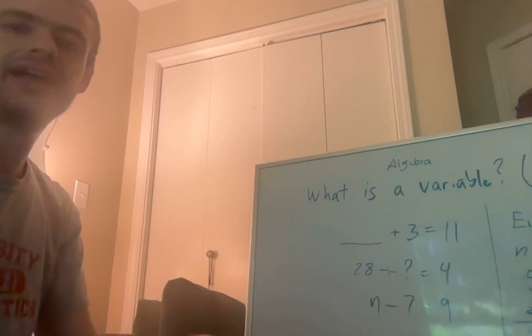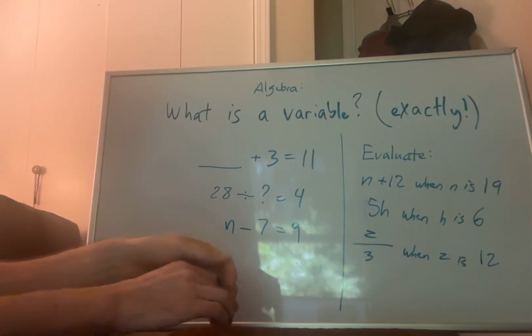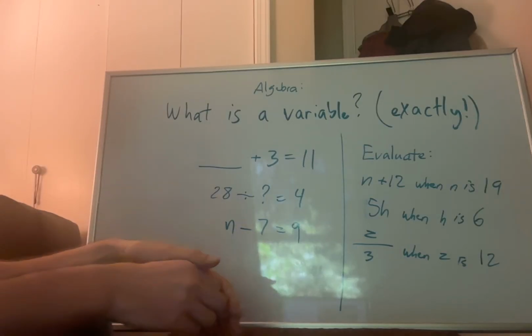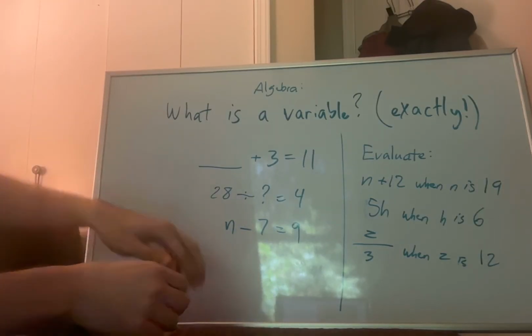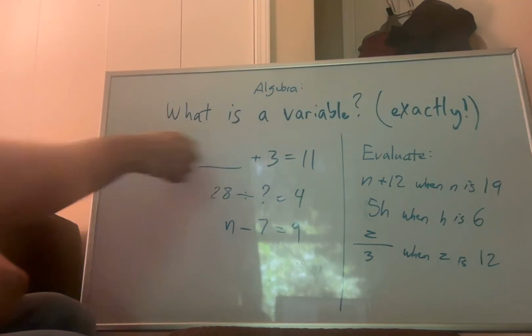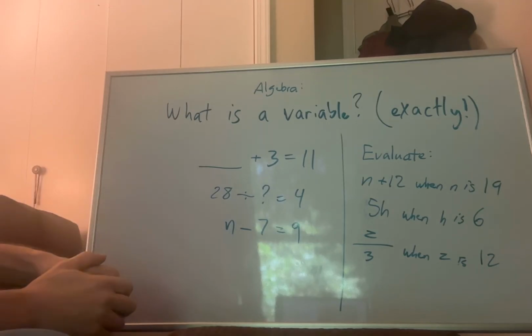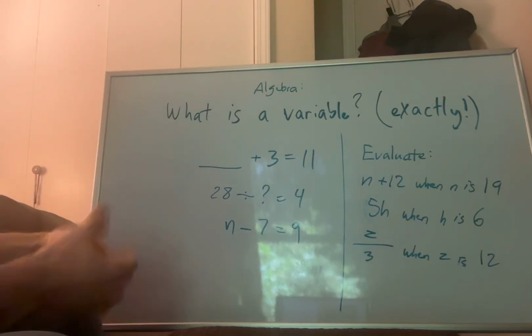Today we're going to look at some algebra. In particular, what is a variable? Exactly. So you may have seen problems like these in the past, right? You may have seen blank plus 3 equals 11. You might have seen 28 divided by question mark equals 4.